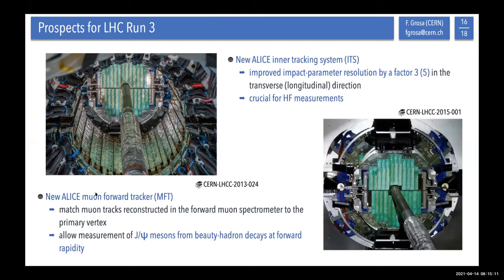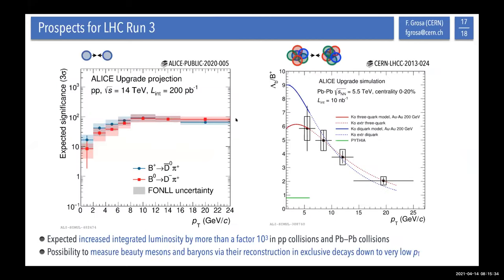And then the installation of a new detector called the Muon Forward Tracker that will be used to match the muon tracks in the forward muon arm of the ALICE muon spectrometer with the primary vertex, and therefore will allow the measurement of J/psi mesons from beauty-hadron decays also at forward rapidity via the mu plus mu minus decay channel. And the second ingredient is the expected increase in the integrated luminosity by more than a factor 10, both in pp and Pb-Pb collisions.